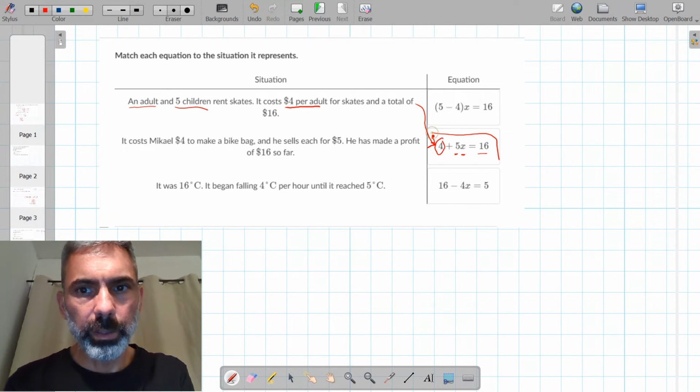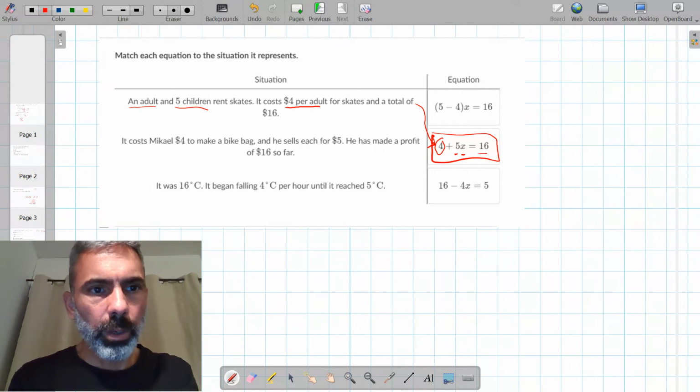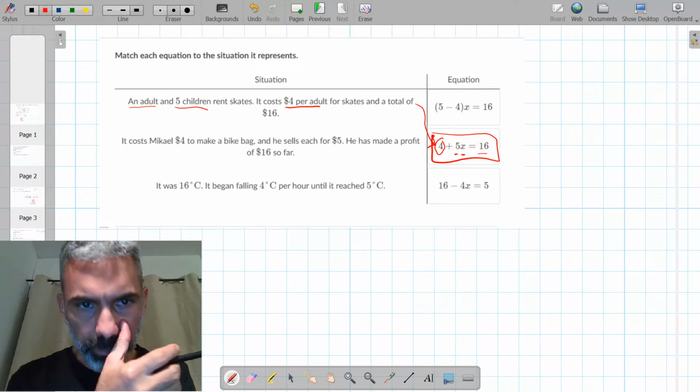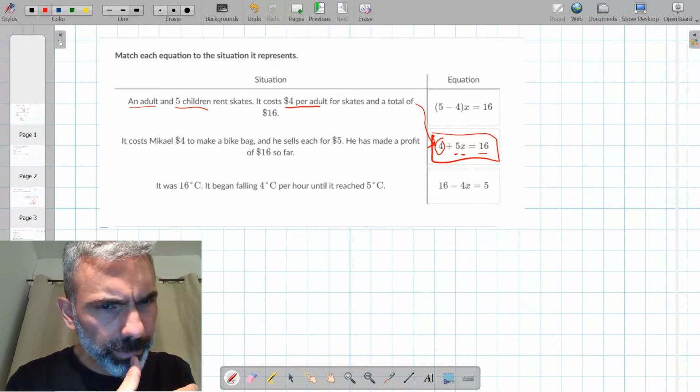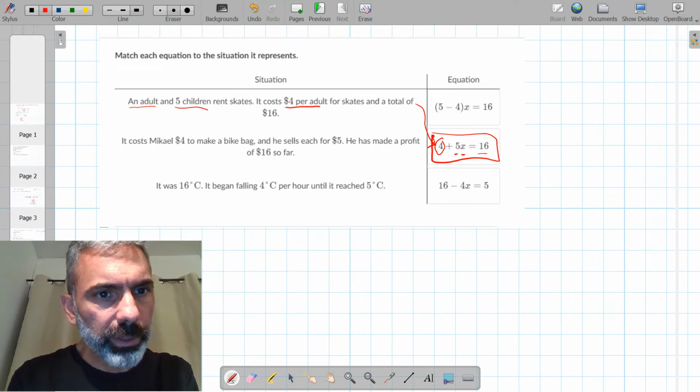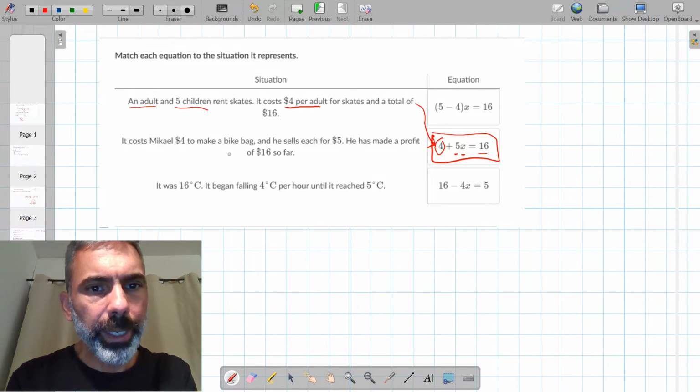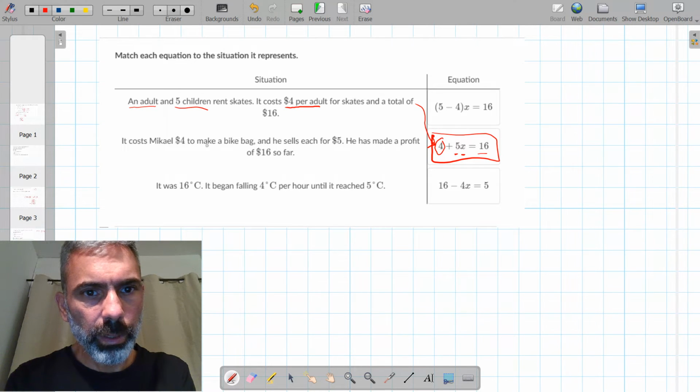So this correlates with this equation. Okay, it costs Michael $4 to make a bike bag, and he sells each for $5. He has made a profit of $16 so far.